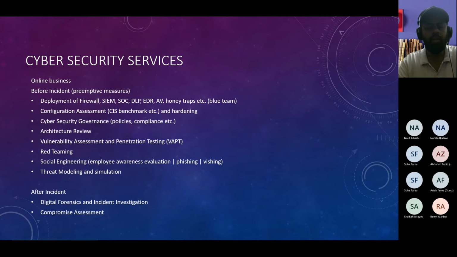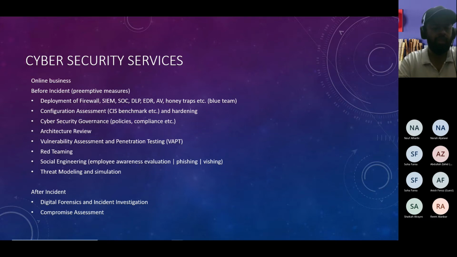And vishing. There are different types of social engineering attacks, like calling bank employees and asking them to give their password. There are different types of tricks. This is another big subject, but just for the sake of introduction, if you want to test or improve your employee awareness, then you can adopt the social engineering service.